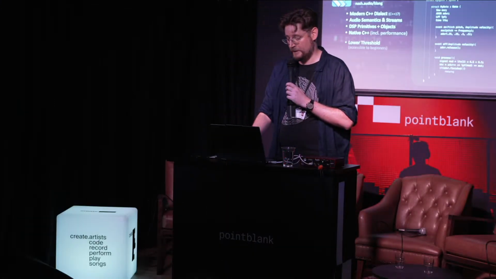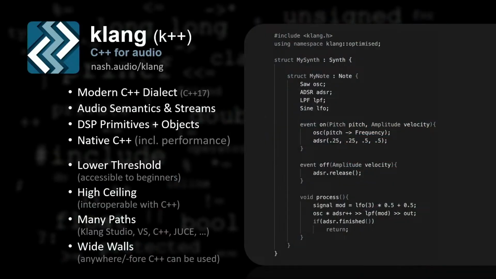So Clang is a single header include that you can add to any C++ project to give yourself audio syntax and audio semantics, including things like signal flow. The idea is to reduce the threshold of C++ without moving away from C++. Because it's native C++, you can compile it anywhere, you have all the performance, and you don't learn something that's going to be obsolete once you become a professional, because you're learning C++.